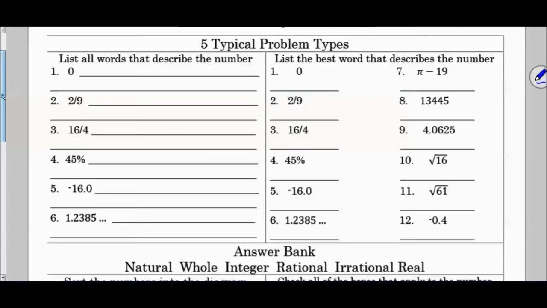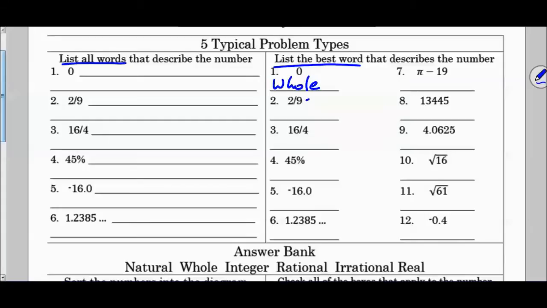I really want to compare those two. One is talking about listing all of the words that describe the number. This is talking about listing the best word to describe the number. I'm actually going to work on the right side first because that's a little bit easier. I just need to list one word, the best word that describes that number. 0 is an ideal whole number. The whole numbers really just include 0 and the positive integers, 1, 2, 3, 4, the counting numbers.